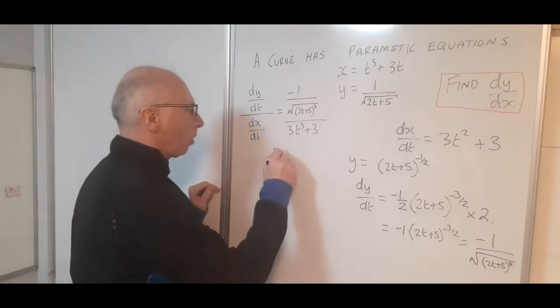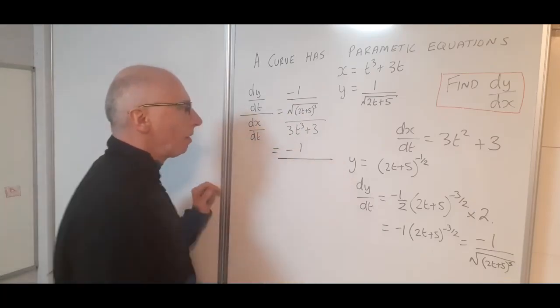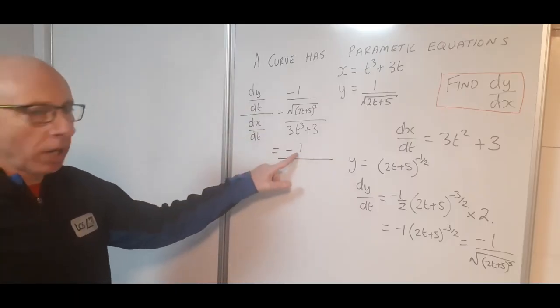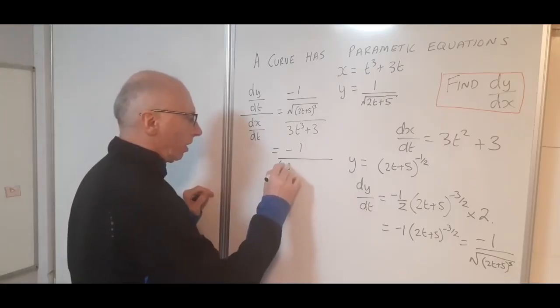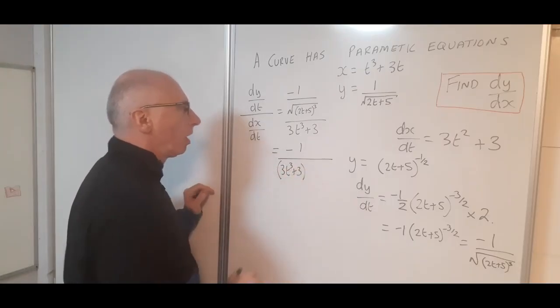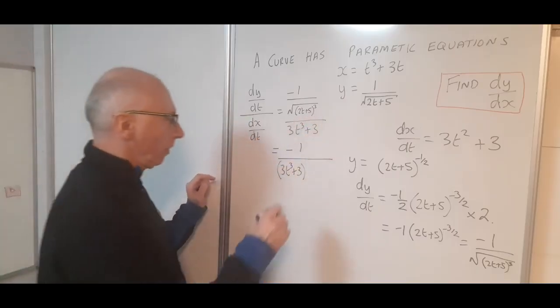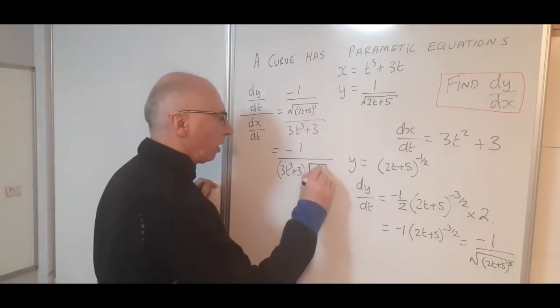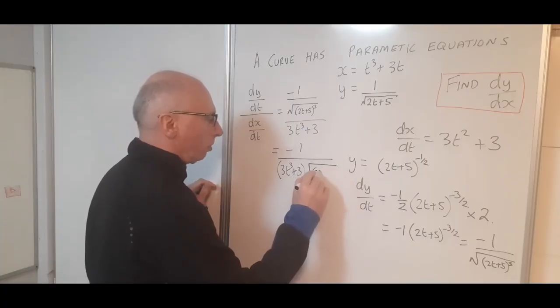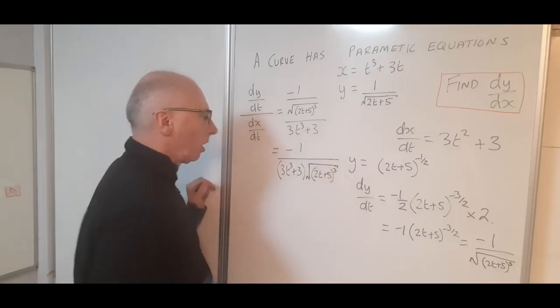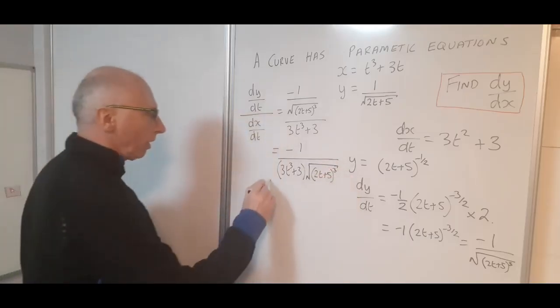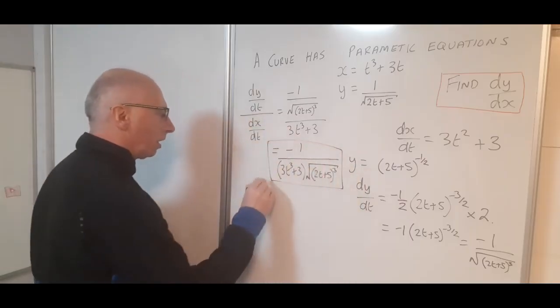So now I've got minus 1 in the numerator, and my denominator is 3t squared plus 3 multiplied by this stuff. So in my radical I've got 2t plus 5 quantity cubed. That would be my final answer. Okay.